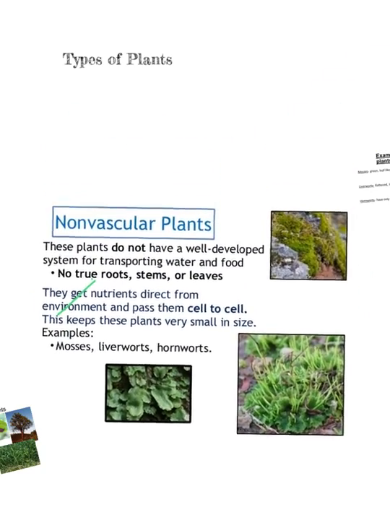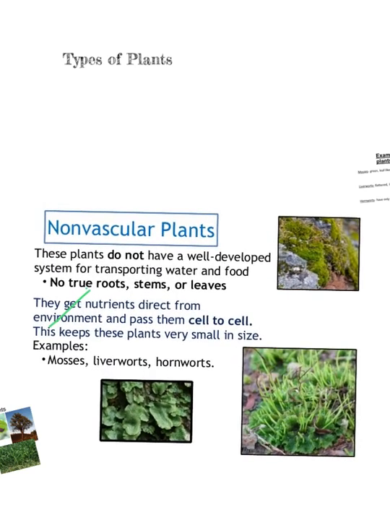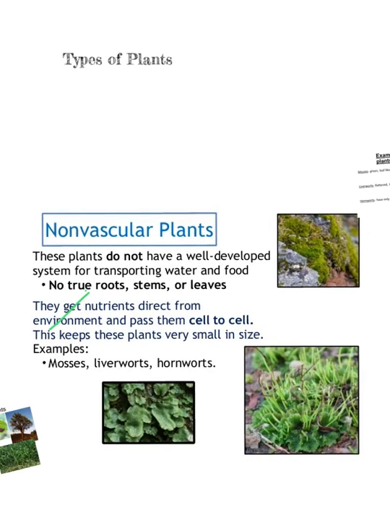Non-vascular plants are kind of simpler plants. Think of them as the prokaryotic cells of plants. And so they don't have a really well-developed system for transporting stuff around, and so mostly their nutrients just move from cell to cell. So their size is pretty small and simple. These are kind of low to the ground plants and things like that.